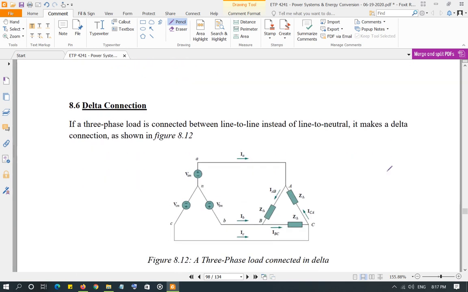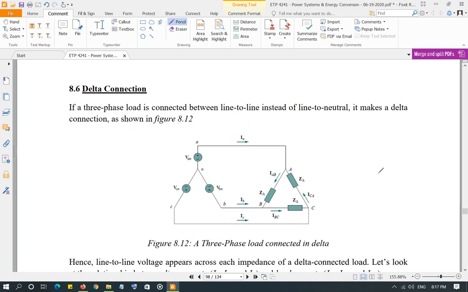And as I was mentioning, the connections, let's look at the delta connection real quick. In delta connection, as I said, load is connected between line to line. So observe, you have this line and you have this line, and you have Z delta connected between A and B. Likewise, you have Z delta, this is balanced load, connected between line C and line A, and Z delta connected between line B and line C. So this is a delta connected load.